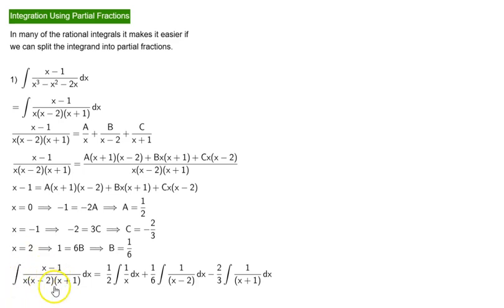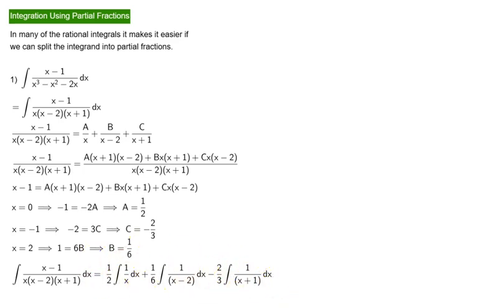So our integral becomes 1 by 2 times the integral of 1 by x dx, because a is 1 by 2, plus 1 by 6 times the integral of 1 by (x minus 2) dx, because b is 1 by 6, and then plus c by (x plus 1). But c is minus 2 by 3. So minus 2 by 3 times the integral of 1 by (x plus 1) dx.